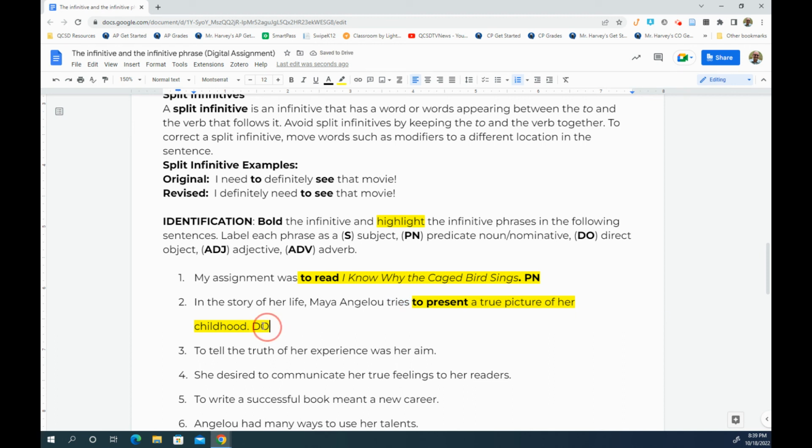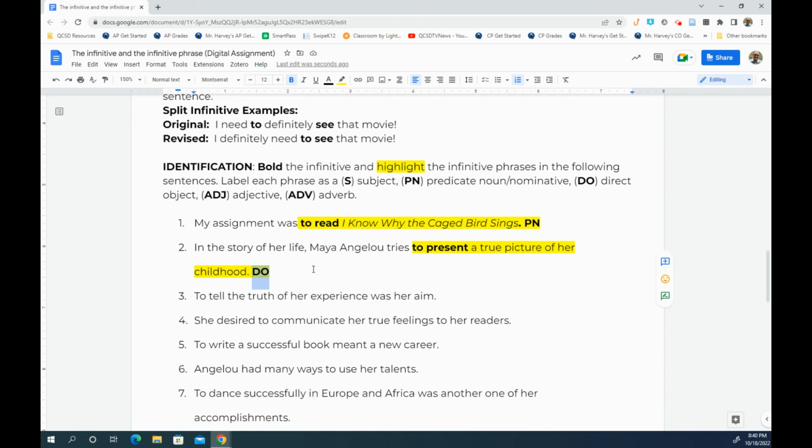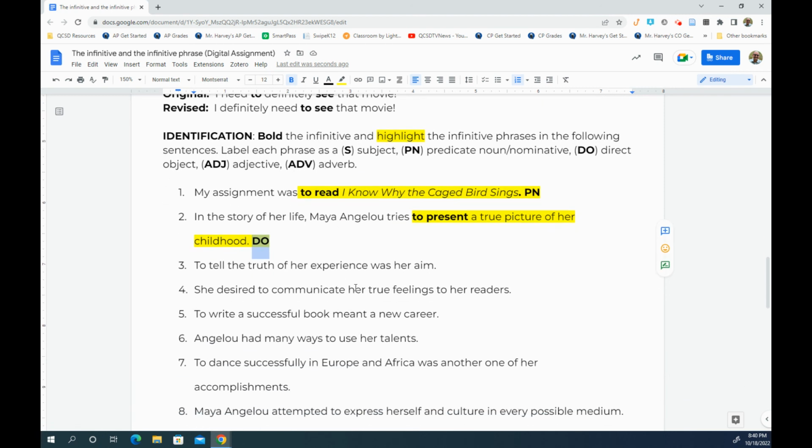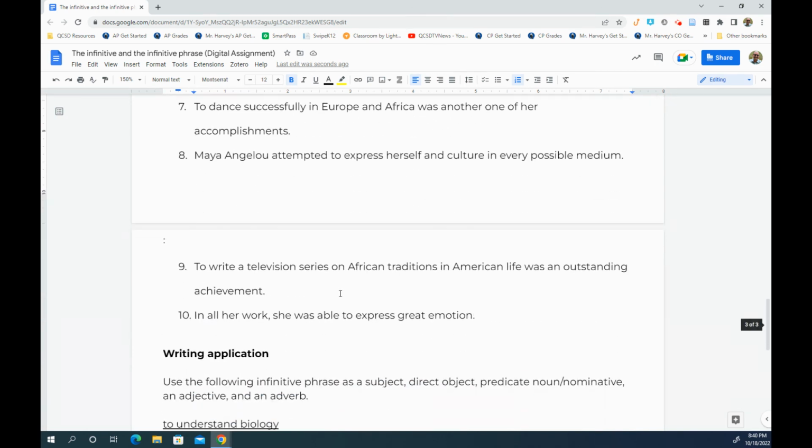By the way, infinitives usually don't function as indirect objects. At least I've never seen one. So you're not going to have any examples of that in this exercise. Just subject, predicate nominative, direct object, adjectives or adverbs. And remember, adjectives modify nouns. Adverbs usually modify verbs or other adjectives or adverbs. So you're looking for what's next to it. You're going to do the rest of those.